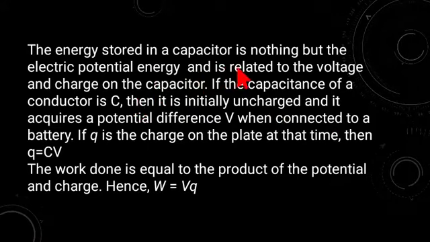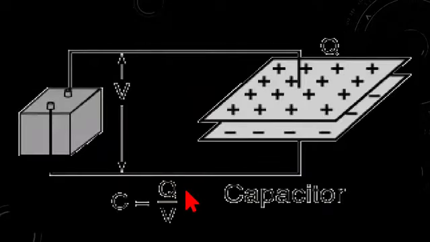The energy stored in a capacitor is nothing but the electric potential energy and is related to the voltage and charge on the capacitor. If the capacitance of the capacitor is C, it is initially uncharged and it acquires a potential difference when connected to a battery. If Q is the charge on the plate at that time, then Q equals CV. The work done is equal to the product of the potential and charge, W equals QV.